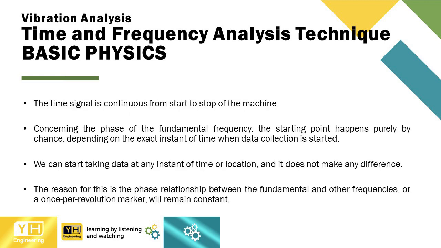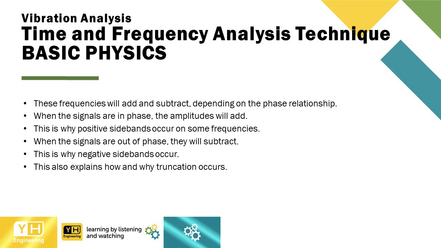The time signal is continuous from start to stop of the machine. Concerning the phase of the fundamental frequency, the starting point happens purely by chance, depending on the exact instant of time when data collection is started. We can start taking data at any instant of time or location, and it does not make any difference. The reason for this is that the phase relationship between the fundamental and other frequencies, or a once per revolution marker, will remain constant. These frequencies will add and subtract, depending on the phase relationship.